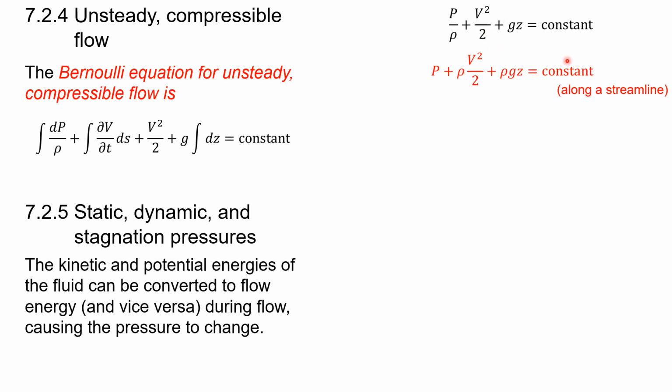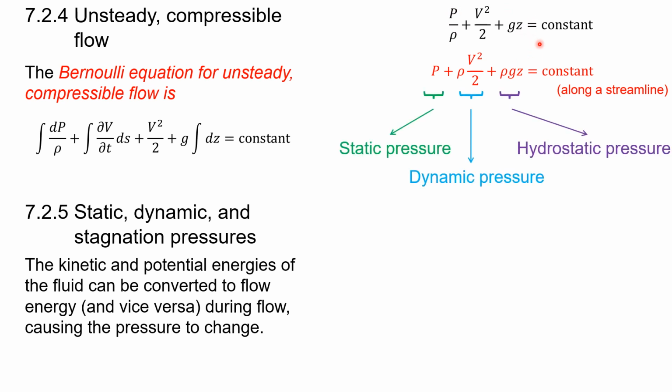So we have this Bernoulli's equation. Let's say you multiply this formula with density rho. You will get P plus rho V square over 2 plus rho g z equals constant. This is the formula you get when you multiply by rho. We can divide it into three parts. P is the static pressure. Static pressure is the actual pressure, so it is only the value P, with no other terms. So we call it static pressure.